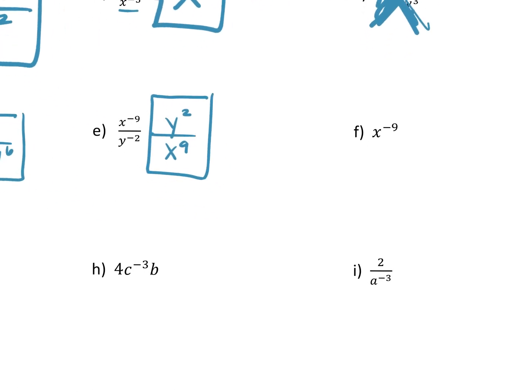What do you do for F? Yeah. Put a 1 over top. X to what power? The positive 9th power. Okay? The negative exponent moves it down.